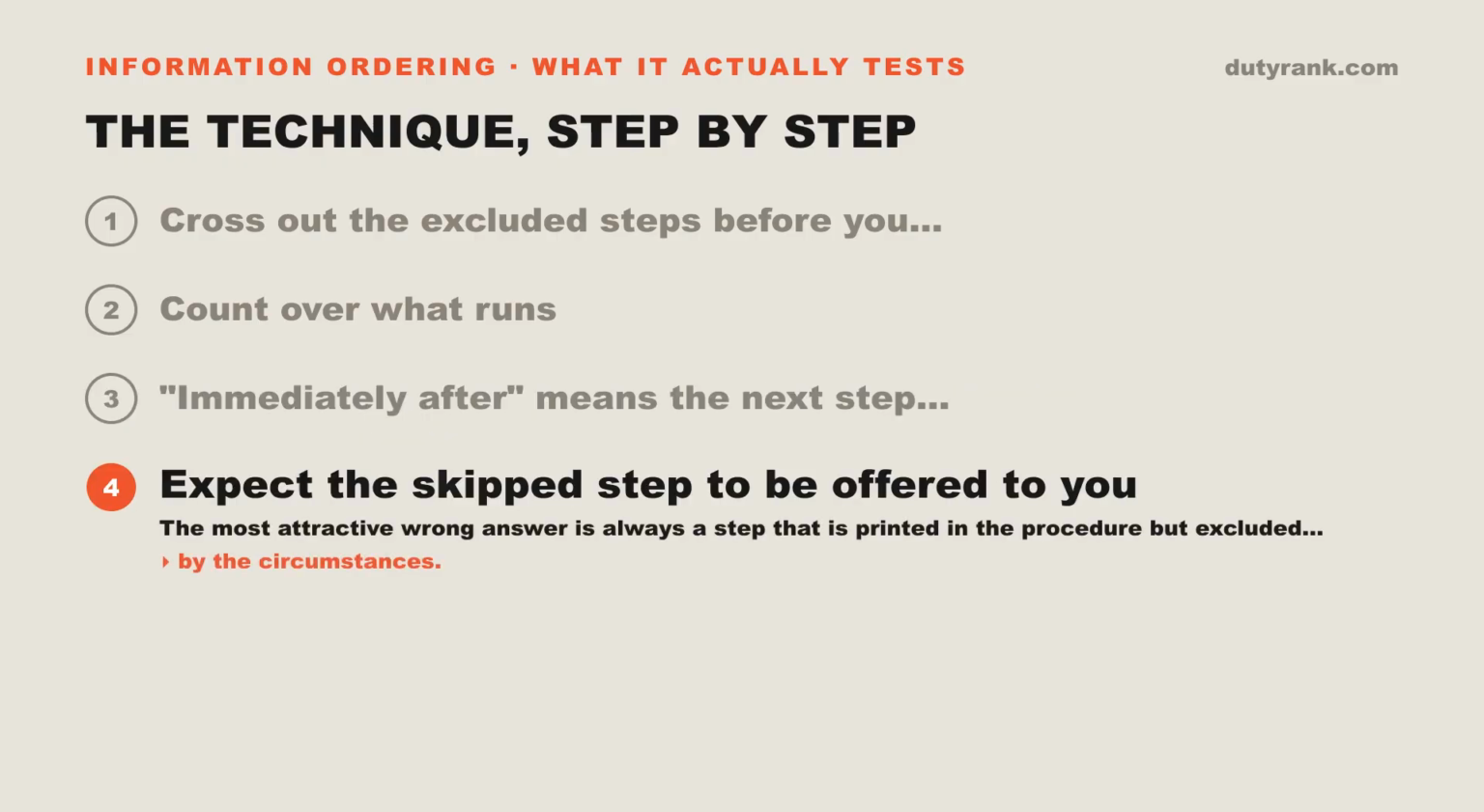Fourth, expect the skipped step to be offered to you. The most attractive wrong answer is always a step that is printed in the procedure but excluded by the circumstances. It looks right because you just read it. Before choosing, check that the step you are picking survived your crossing out.